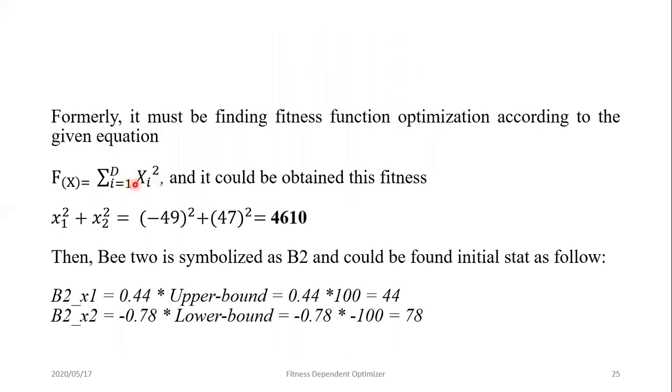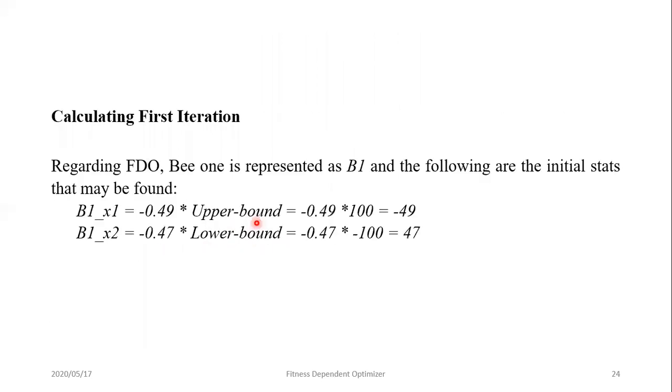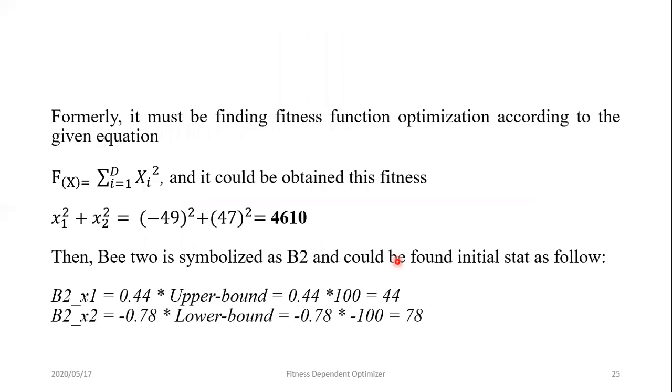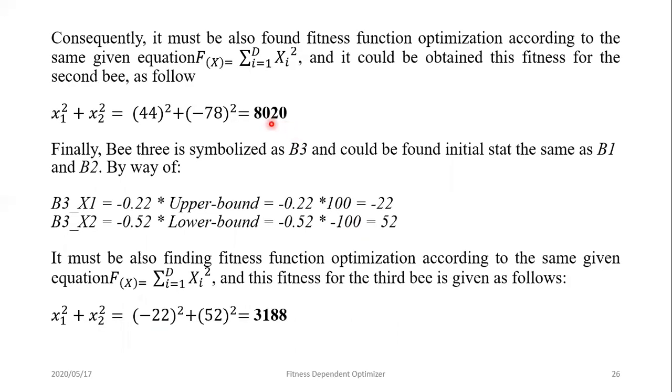So the fitness for the first B is this much, okay? Because we calculated the position for the first B, and we put them in the fitness function, and we got this one. For the second B, same thing. We get the results from the table. These parameters are given, multiply by the upper bound and lower bound, and get the fitness for the second B. Likewise, for the third B, minus 22, minus 52, get the values, multiply them by upper bound, lower bound, and get the fitness.